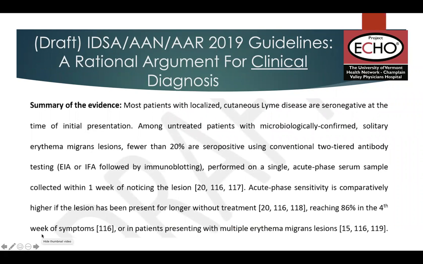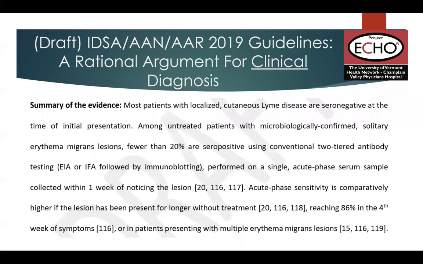Okay. So let's see, where were we here? So yeah, this talks about that again, that if you use the standard, what the CDC recommends and what IDSA recommends, which is the 2-tiered test, which is a screening EIA, which if positive, you go to a Western blot. And people with early cutaneous Lyme disease, which is localized to one lesion, fewer than 20% are going to be positive. So you can't use these tests to rule out Lyme disease. It's the opposite. And most of the time, if they have early Lyme, their test will be negative.